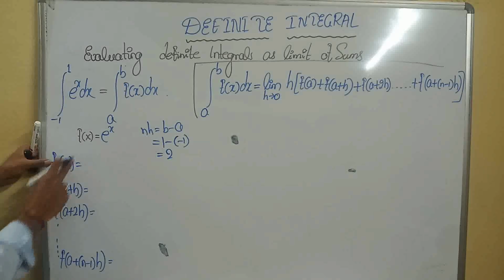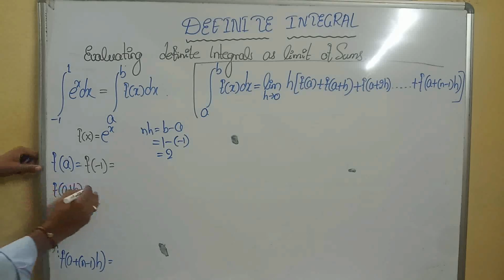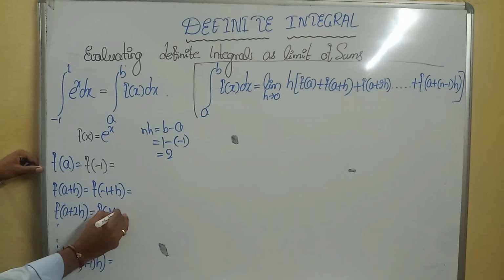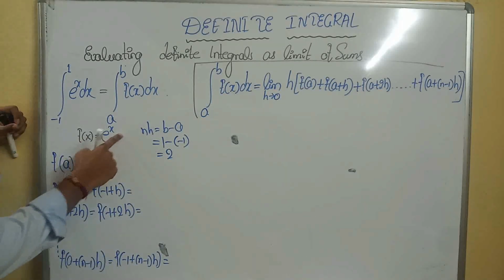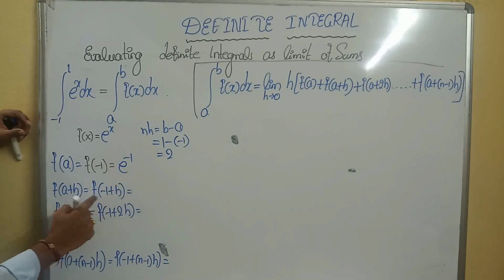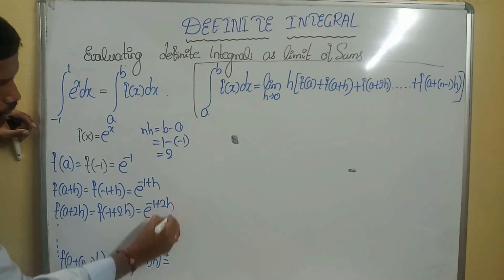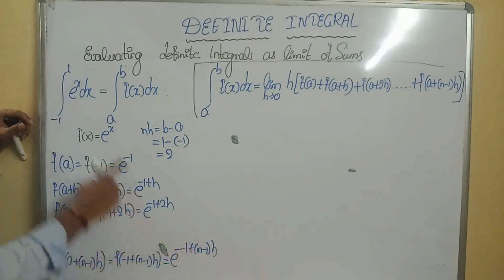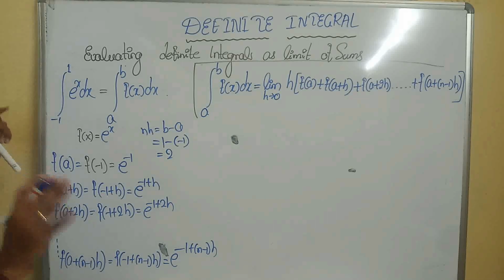Okay, what is f of a? Lower limit a value is minus 1, so f of minus 1 here. Now the next will be f of minus 1 plus h, then f of minus 1 plus 2h, and so on up to f of minus 1 plus n minus 1 into h. f of x is e raised to x. f of minus 1 is e to the power minus 1. f of minus 1 plus h is e to the power minus 1 plus h. Then e to the power minus 1 plus 2h. The last term is e to the power minus 1 plus n minus 1 into h. How the f of x is defined, remaining all will be defined in that manner. Got the point clearly? It is very simple now.